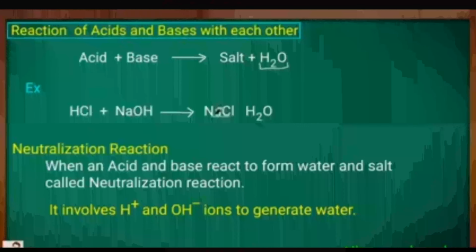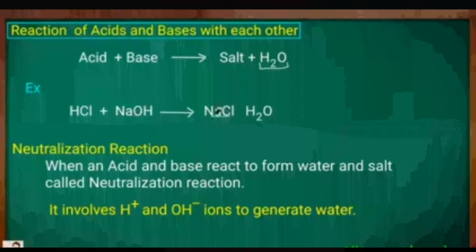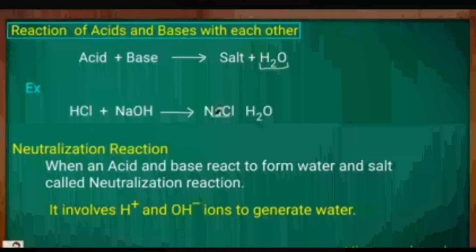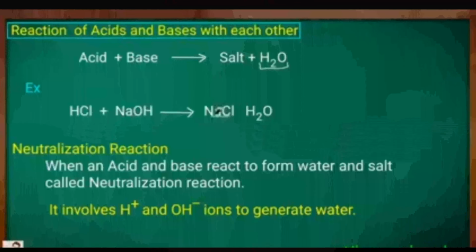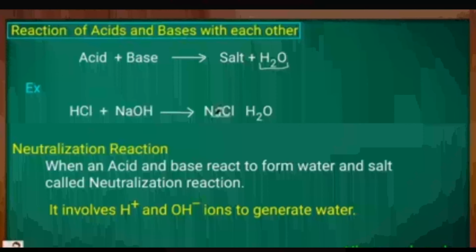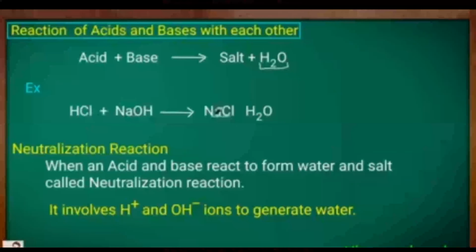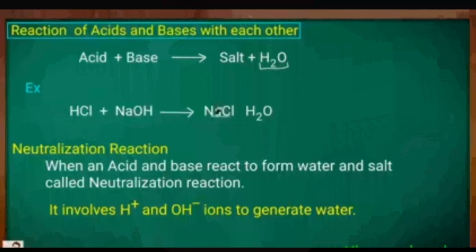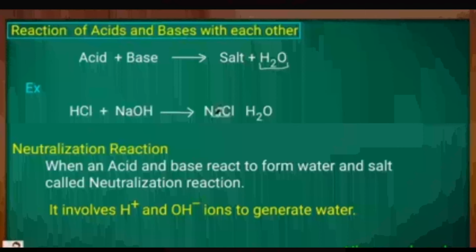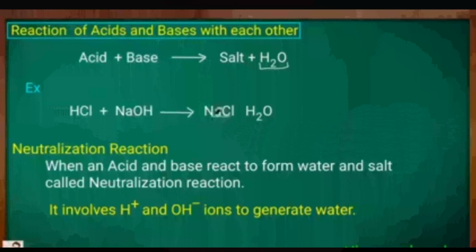Next reaction is neutralization reaction. When an acid and base react to form water and salt, this is called neutralization reaction. That means acid and base both react and form water and salt. This reaction is called neutralization reaction and it involves H plus and OH minus ions to generate water. You know, when water dissociates, then H plus and OH minus ions are formed. This is called neutralization reaction.